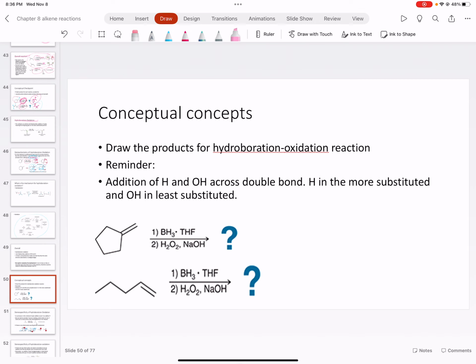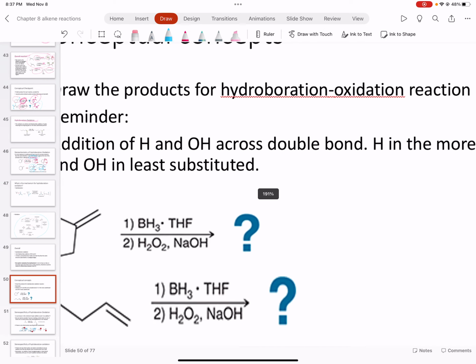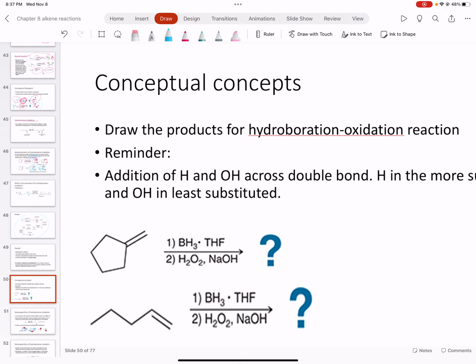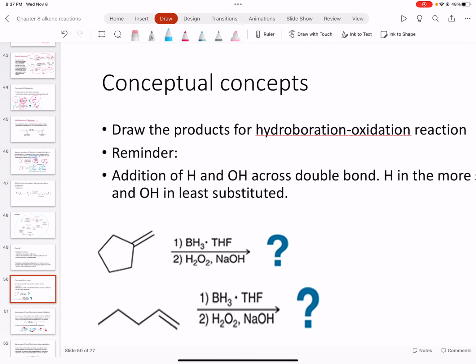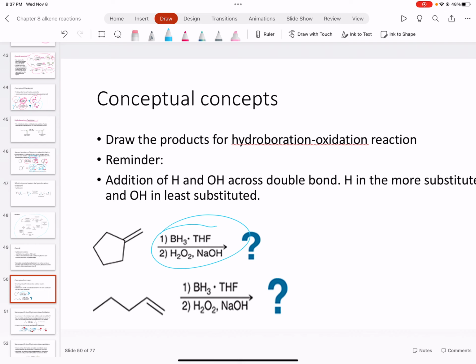So then, conceptual concepts, rather, products of hydroboration oxidation reactions. And remember, like I said, if chiral, we add them like that. If not chiral, we don't really need to add them like that. So in this case, we're going to do an addition of OH and H across a double bond. H is on the more substituted and OH on the least substituted. So remember, that's what happens when you get those reagents.